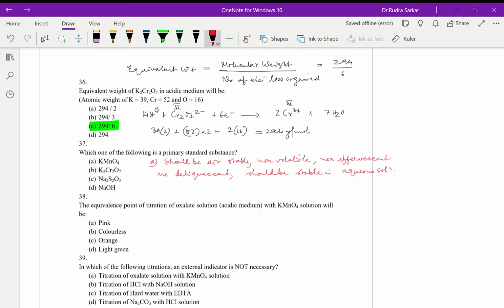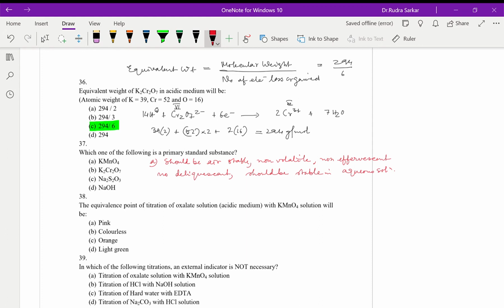Now, having considered all these characteristics, you will say that KMnO4 is not stable in solution. Okay, it reacts with water to form manganese dioxide. K2Cr2O7 is a primary standard because it is stable. It is non-deliquescent, unlike Na2Cr2O7, it is a solid substance. It can be weighed directly, and its standard solutions can be prepared. Okay, and it is mostly involved in redox titrations.